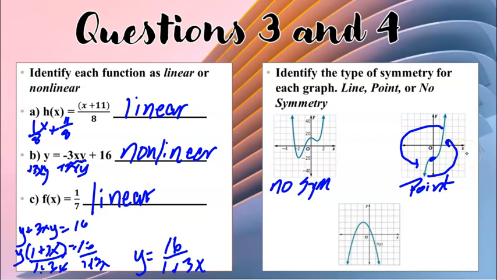On the last one, this has a pattern in our shape. If I were to draw a line straight through the vertex of this parabola, the left side is going to match the right side. Anytime that happens, when you draw a vertical line and it's a mirror image on each side, that would be line symmetry.